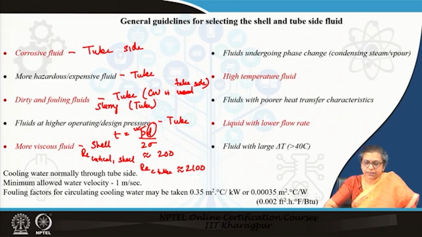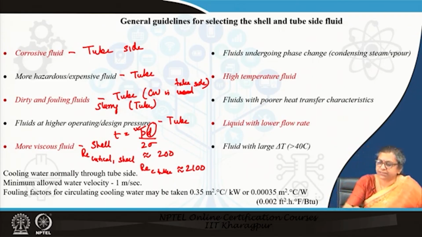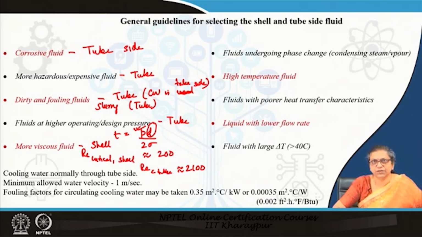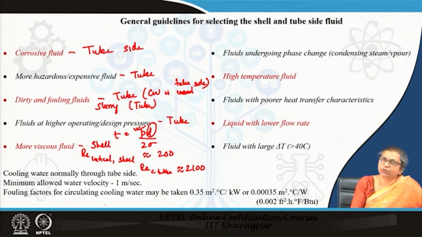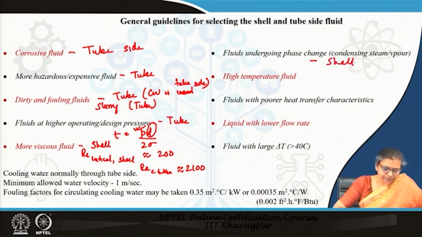Well, the next is, suppose a fluid is undergoing a phase change, say maybe a fluid which is vaporizing and with the latent heat it is heating up another fluid. In this case, as phase change occurs, the two phase flow has got a higher pressure drop compared to the single phase flow, and also when vapor is formed, you need some space for the vapor to accumulate. It is easier to provide this space in the outer tube or in the shell side. So, for fluids undergoing phase change, we would like to introduce them on the shell side.